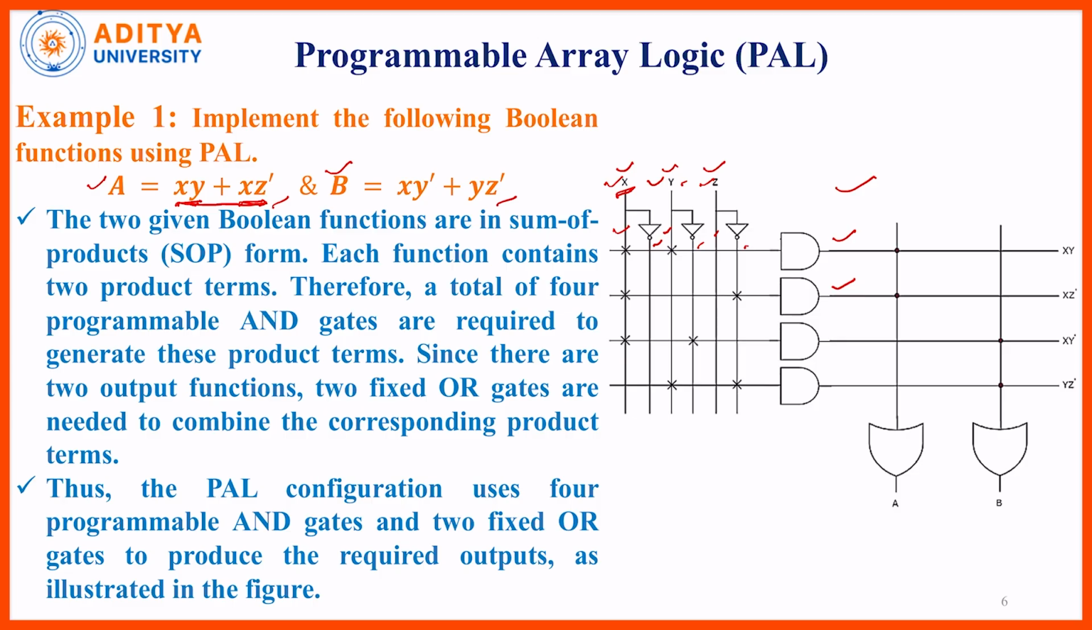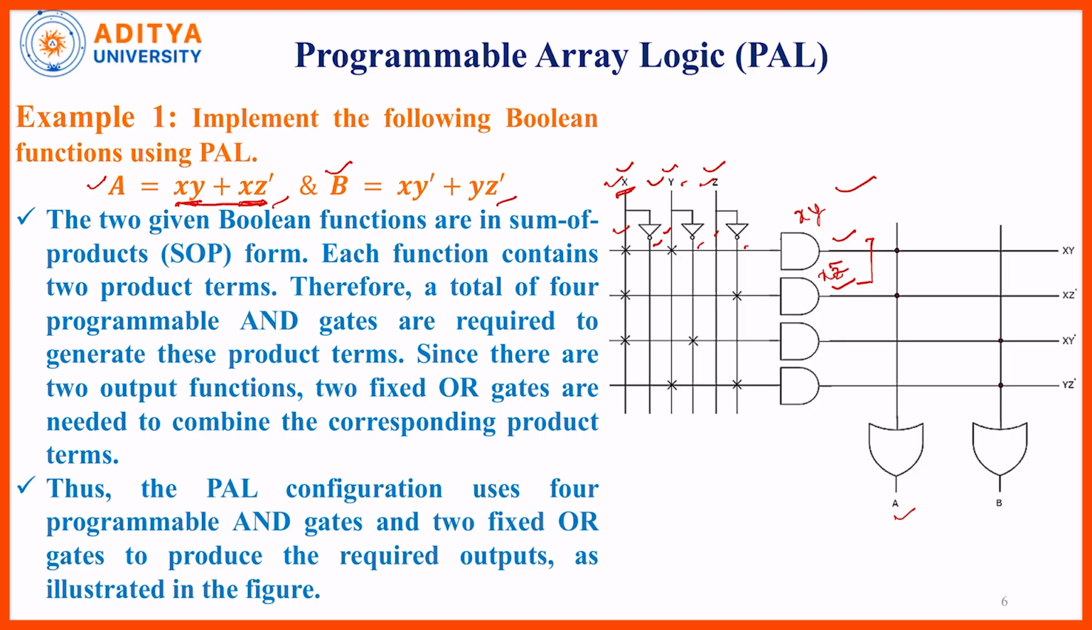So in order to realize that XY with the help of this AND gate, and in order to realize that XZ bar, we have to use this AND gate, and for these 2 products, each gives one output. So for these 2 products we can use one OR gate.